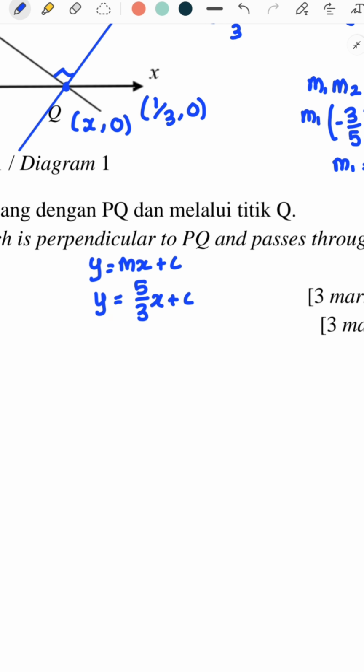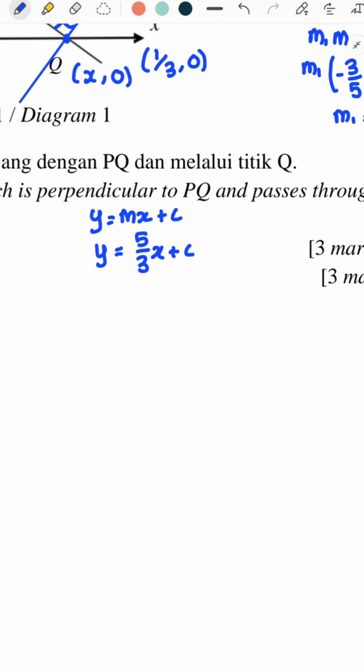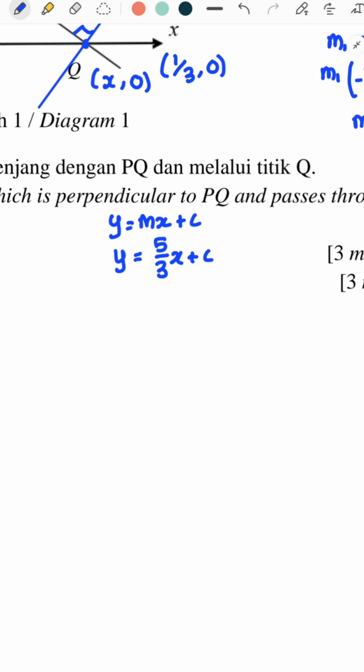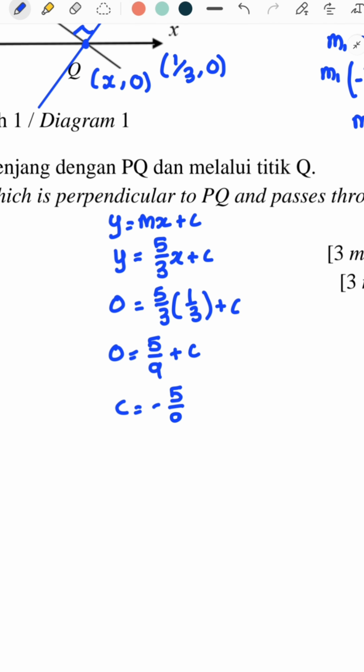Now your equation is incomplete. You have to find your y-intercept. Okay, how to find your y-intercept? You have to put in the values that you get, basically your Q's coordinates, because they already mentioned that it passes through point Q. So your Q's coordinate is (1/3, 0). So your x is 1/3 and your y is 0. And we're going to get 0 = 5/9 + c, and my c is -5/9.